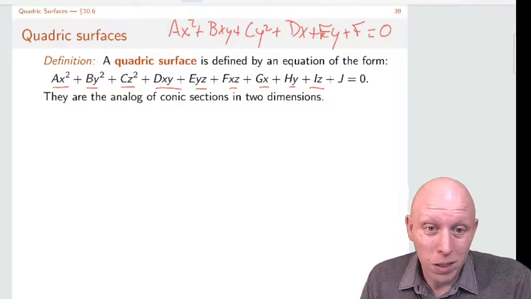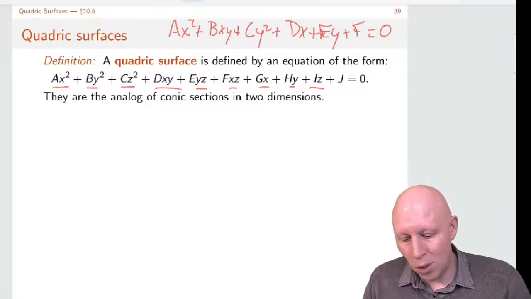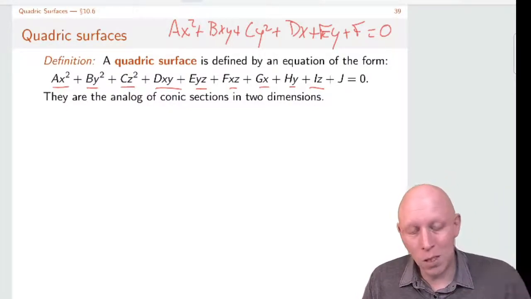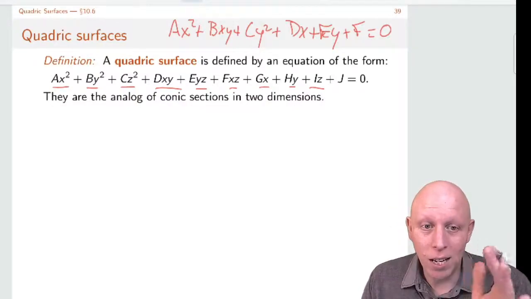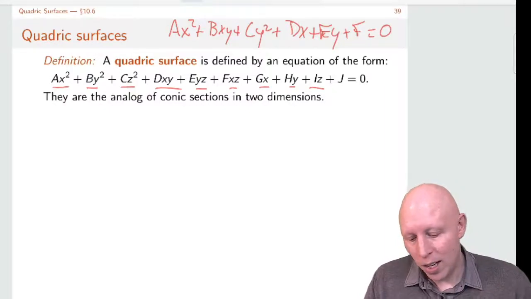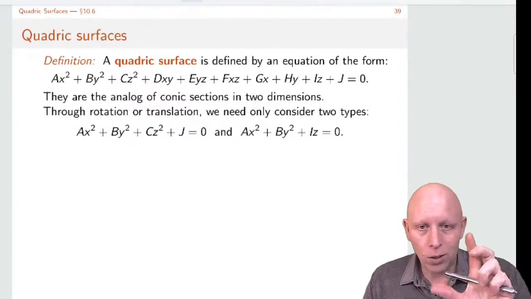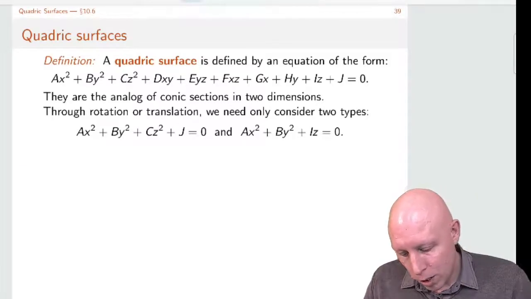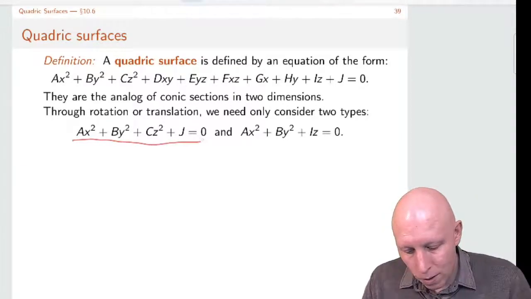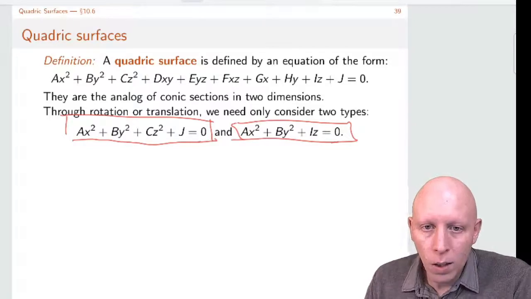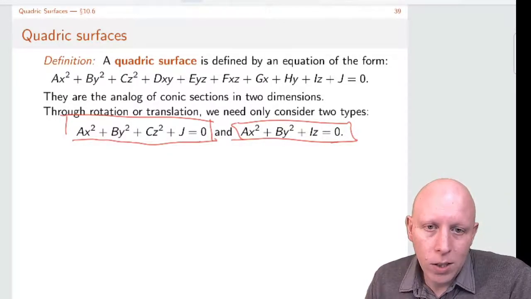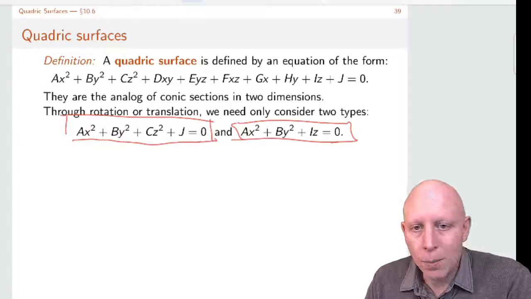Now we're in 3 dimensions, and that means there are many more terms to this expression, but the same type of setup works here: if you do a rotation or a translation, there are really only 2 different classic forms of an equation that we need to consider. So let's zoom in and see what we can learn about these 2 different types of equations.